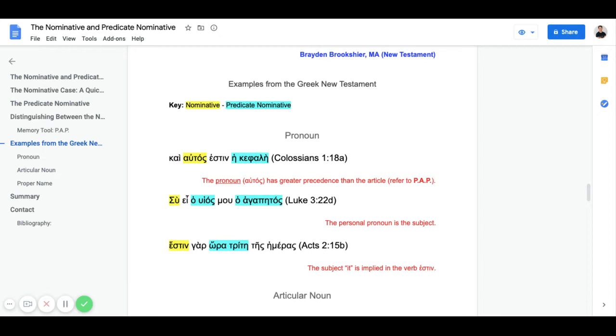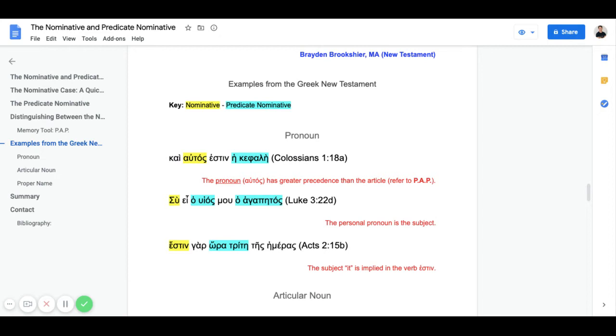And now you're like, wait a second, but hey, kephale has the article, so wouldn't that get precedence? Well, no. If we refer to P.A.P., we know that pronouns always get precedence. And so autos is the subject of the verb. And so it's the actor of the verb here. He is the head. We wouldn't say it this way: the head is he.